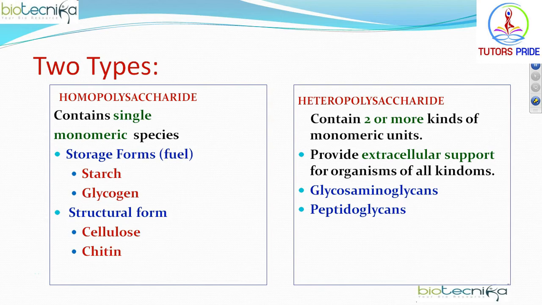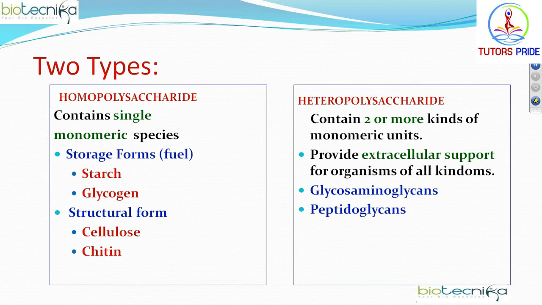Suppose it contains 10 monosaccharides and all 10 are of different nature, like one is glucose, one is fructose, one is galactose. So all are of different nature, and that is called heteropolysaccharide. Understood now what homopolysaccharide and heteropolysaccharide mean? Homopolysaccharide means all the monomeric units are of the same nature, whereas in heteropolysaccharide all the monomeric units are of different natures.